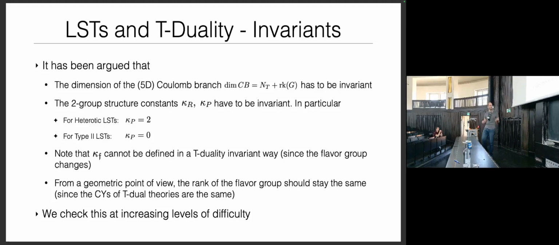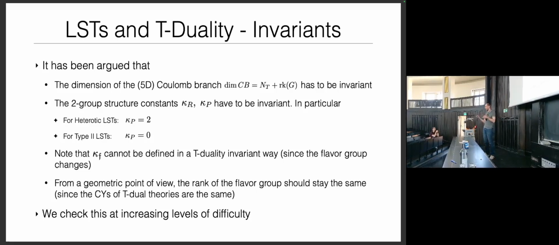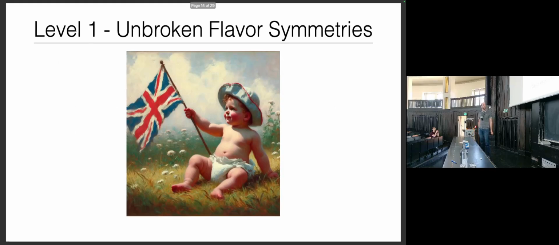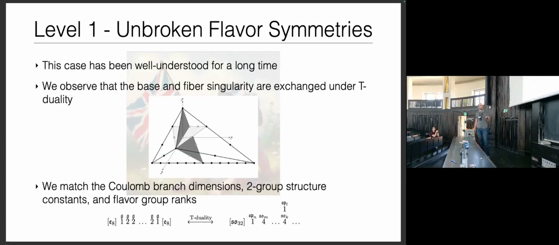invariants in increasing levels of difficulty and see whether we have found all models, whether we missed some, whether there's something you can find from the bottom up that you cannot find in the top down, and so on. So we go through different levels of difficulty. The first one is the simplest one. And this has been understood, again, for a very, very long time.